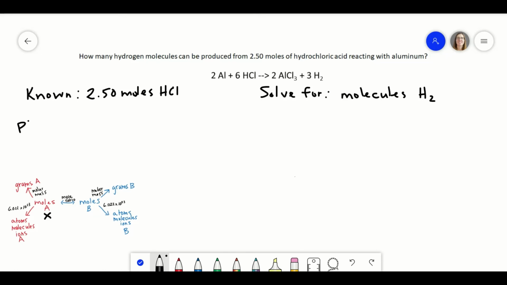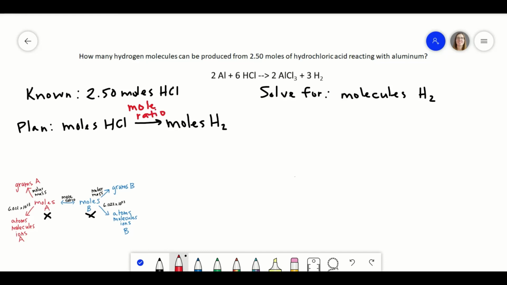So our plan: moles of HCl. And then once we're in moles of HCl, we can go to moles of another substance, moles of substance B, and since we're solving for hydrogen, it makes sense to go to moles of hydrogen next. And then to do that, we use the mole ratio, and that comes from the balanced chemical equation.